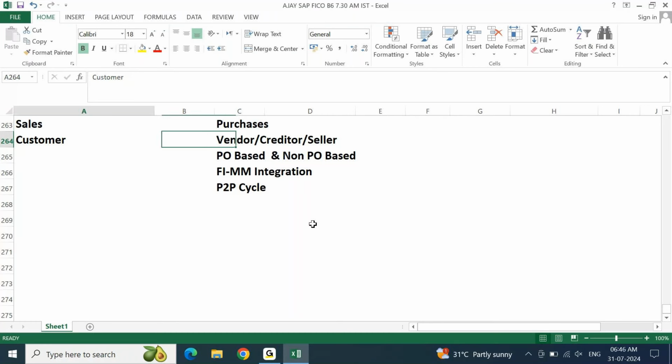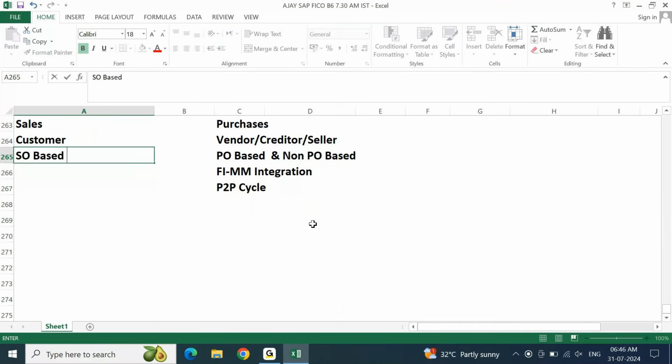Similarly, if you reverse to sales, then your vendor will become a customer. Here you have purchase order and non-purchase order; here you have sales order and non-sales order. Whenever you are making any sale, you will get a customer who is placing the order. Sometimes your customer may place the order for the product or services. Sometimes your customers will directly come and take the product or services. In short, you will perform the sale based on the sales order, and based on non-sales order also.